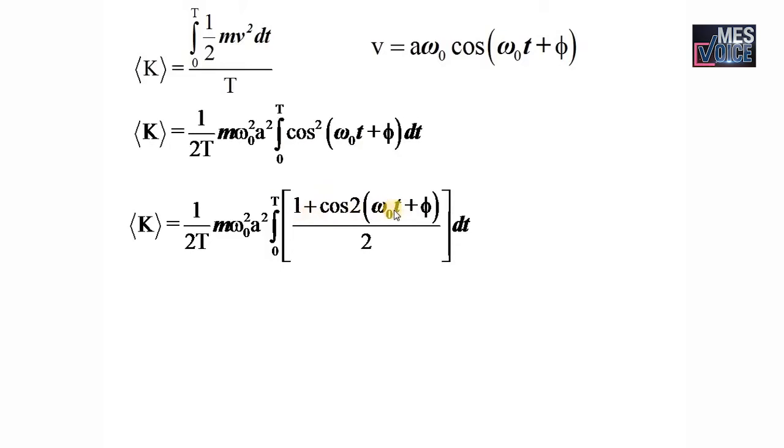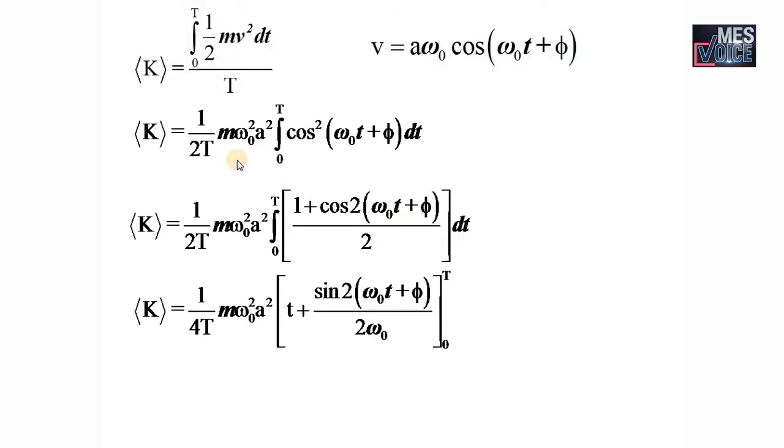So 1 plus cos(2ω0t + φ), divided by 2, dt. Rest of the things are already there. This is kept outside the bracket, and you can integrate separately. When you integrate separately, the first one will be integral dt, that will give you small t, and the second is integral cos(2ω0t + φ), that will give you sin(2ω0t + φ) by 2ω0, and the limits are 0 to T.